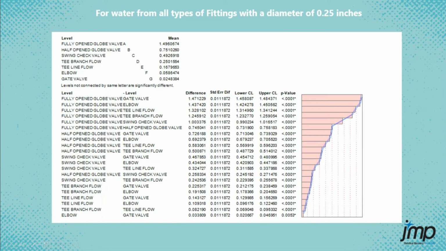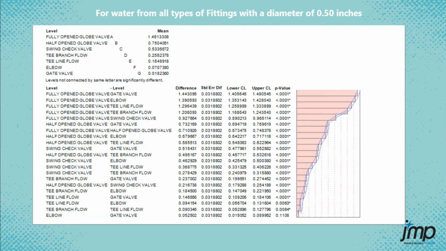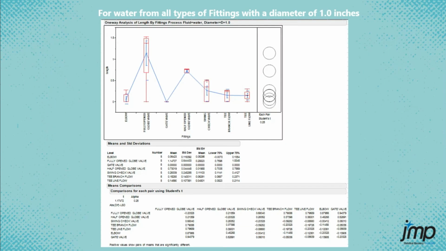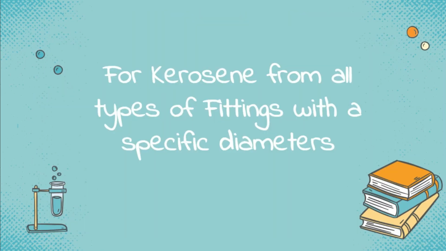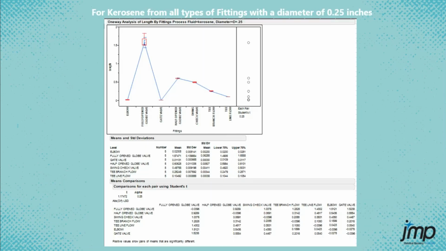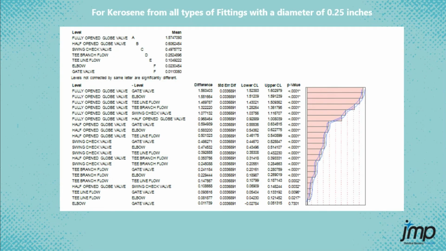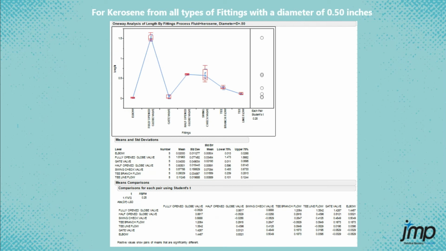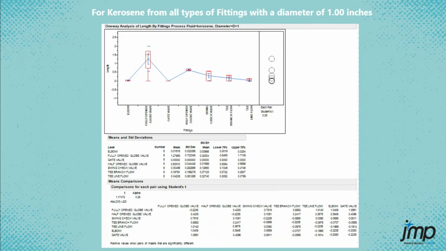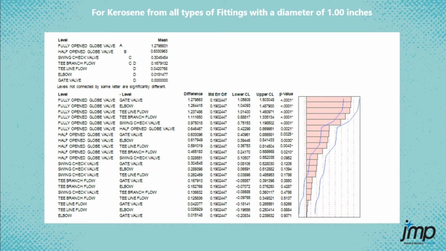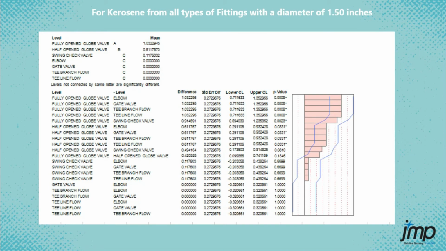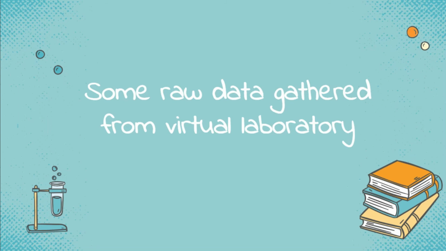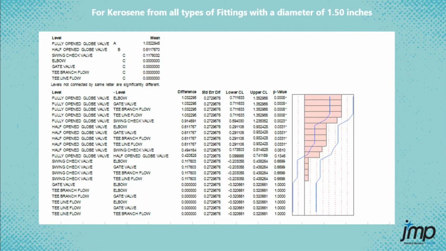These are the other findings in different diameters for water and for kerosene. As you can observe, there are some points in the kerosene test that have similarities between the given fittings. Elbow and gate valve fittings are observed to perform insignificantly different from each other, while other fittings are observed to require longer fittings than the elbow and gate valve.